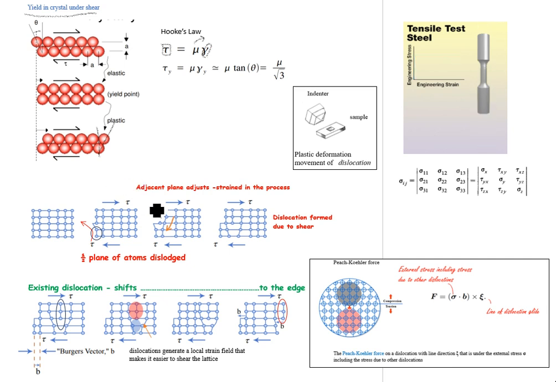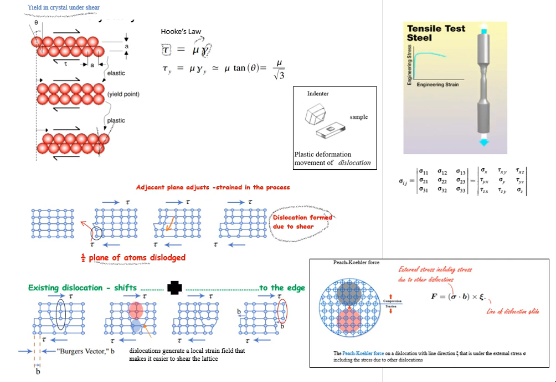what exactly happens during this process is, first of all, if you take a perfect crystal where there are no defects or dislocations present, and this perfect crystal is subject to a shear stress, there is strain. The adjacent planes are strained in the process to accommodate the shear stress, so that you form a dislocation. You can see that a half plane of atoms gets dislodged from its position, and it is forming a dislocation. So dislocations are formed due to shear.